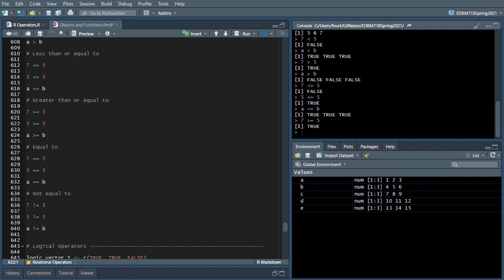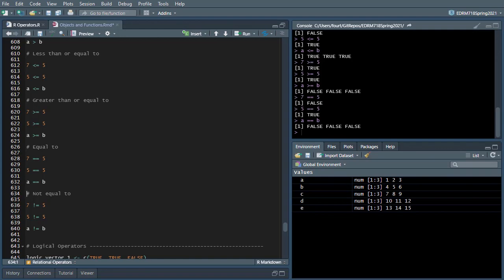Greater than or equal to? 7 greater than or equal to 5? Yes, it's greater than. 5 greater than or equal to 5? Yes, it's equal to. A greater than or equal to B? No, it's not. And then finally, the equal to. Notice the difference between doing a relational equals compared to the assignment operator. We use two equal signs back to back. So this is asking, is 7 equal to 5? And it's false. Is 5 equal to 5? It is true. Is A equal to B? All of the comparisons are false.